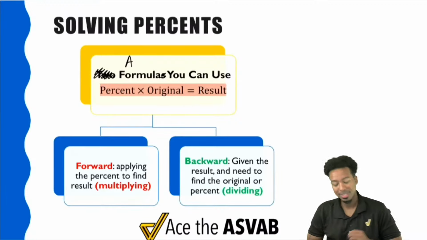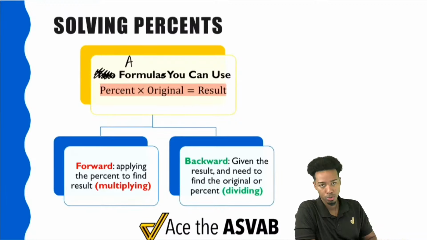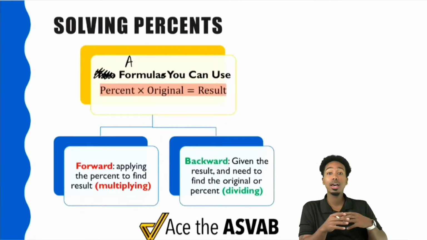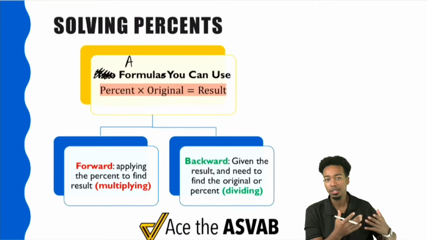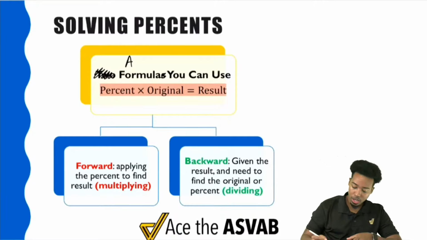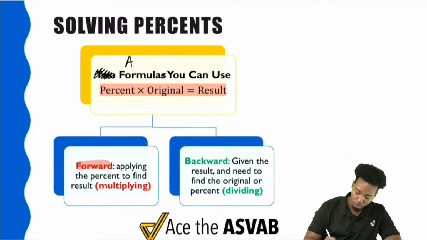So the percent times the original is the result. Okay? Now, let's think of it like this. Whenever we're talking about trying to find the final result, or the final price that you'll pay at checkout, whenever you're talking about finding the result, or what number you receive at the end of some sort of percentage process, you are multiplying. Okay? That's going forward. So essentially, you start with a percent and the original, and you're multiplying to get that result.